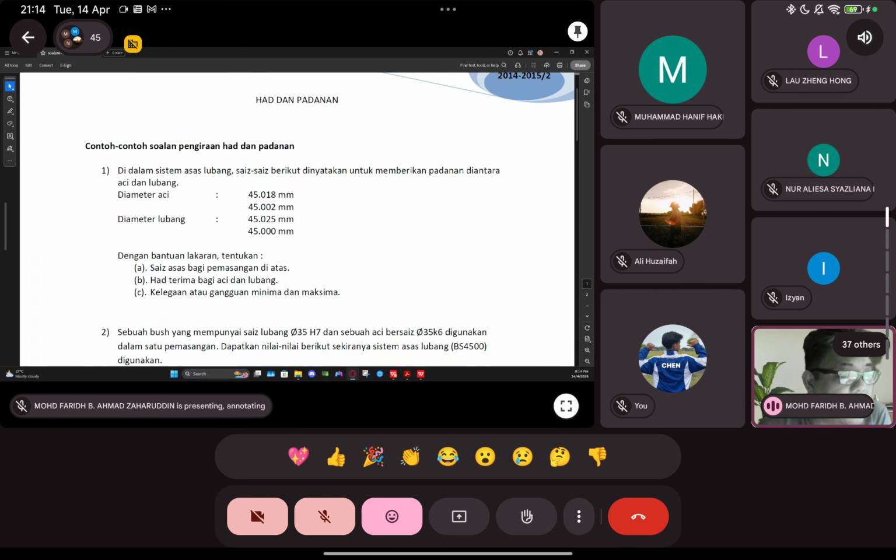Okay. What is the tolerance for shaft? Hanif, 0.016. 0.016 mm. Don't forget to put mm. Okay, what is the tolerance for hole? 0.025 mm.